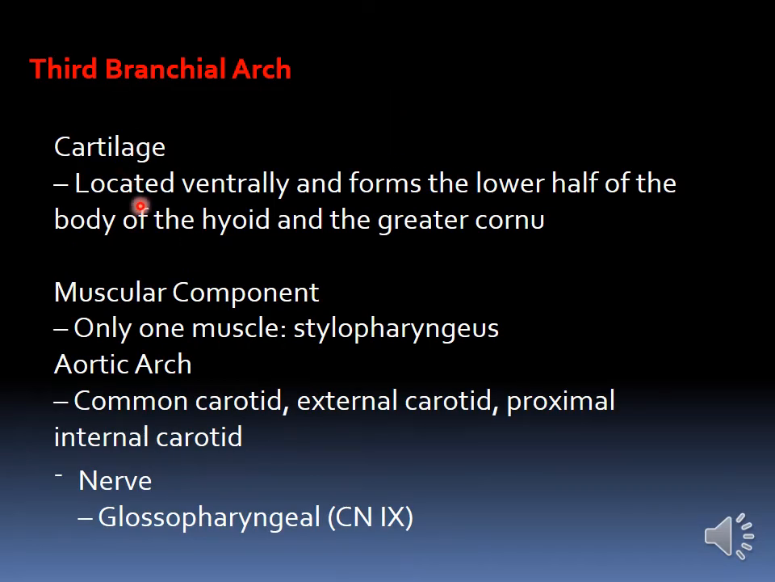Third arch: the cartilage component forms the lower half of the body and the greater horn of the hyoid bone. The muscle is the stylopharyngeus muscle. The blood supply is through the common carotid, external carotid, and proximal internal carotid. The nerve supply is the glossopharyngeal nerve.